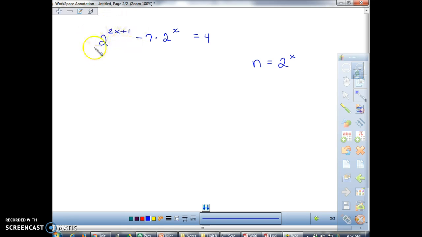Any ideas about how to break this apart? We talked about it just a minute ago. When you multiply powers, you add exponents. So could I break this apart as 2 to the 2x times 2 to the 1? See what I did?